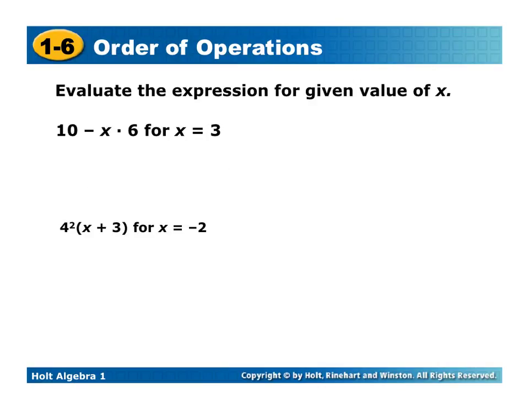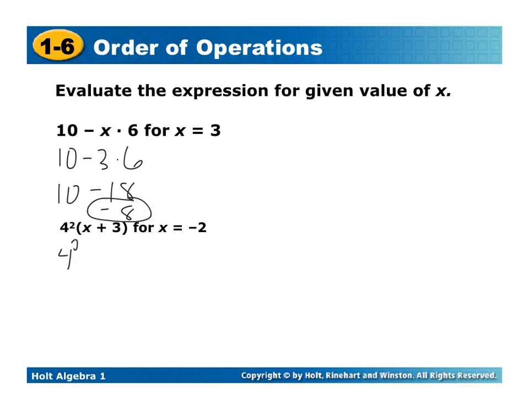Now, even when we are evaluating expressions with variables in them, we're still going to follow the order of operations. So, for example, if we have 10 minus x times 6, when x equals 3, we're going to substitute in our value for x first. So this becomes 10 minus 3 times 6. And then we follow order of operations, so multiplication comes first, so this will be 10 minus 18, and then 10 minus 18 is going to give us a value of negative 8. So why don't you pause the video and try the next one on your own.